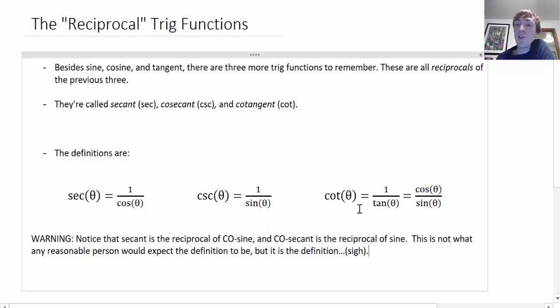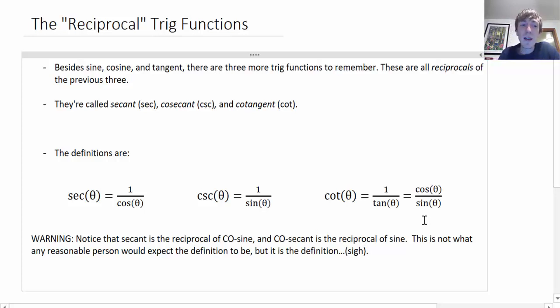And if you think about it, tangent is already sine over cosine, so when I flip that fraction around, I get cosine divided by sine. So that's another way that I can think of or define cotangent, as cosine over sine. Okay, this is not what you would expect. It's not what any reasonable person would expect this definition to be, right?